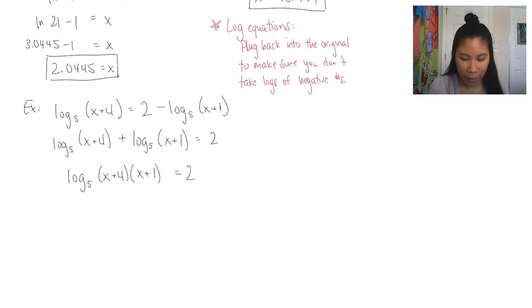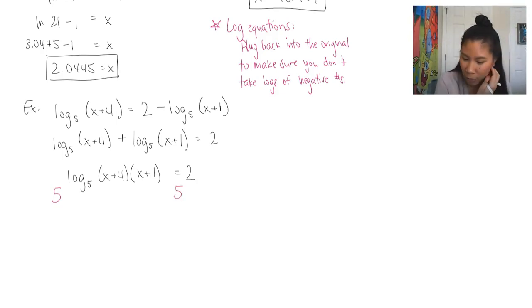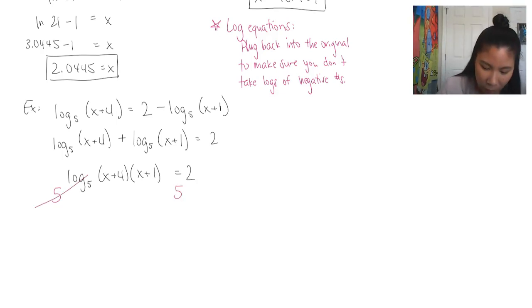Okay. If we have something in log form, we want to rewrite this into exponential form. That way we no longer have the logs. Or if you want to think about it as raising both sides to the base of 5 so that it'll cancel out with the log here. That's the other way to do it, but exponential form is the same. So you end up with 5 squared equals x plus 4 times x plus 1.